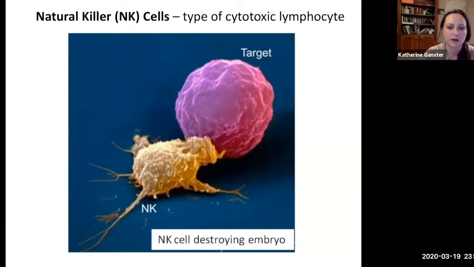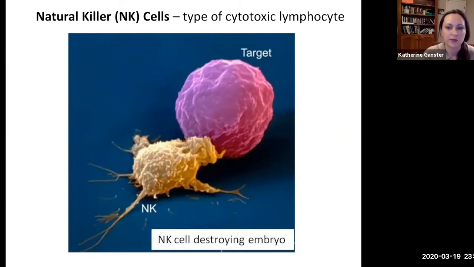But what happens here is that when a cell that doesn't have a self-recognition protein on it is considered foreign, as this embryo is here, what the natural killer cell does is it injects something into the target cell that triggers apoptosis. Now, apoptosis is not a term that you've heard before, at least in Bio 33. Apoptosis is a regulated cell death where the cell kills itself off.